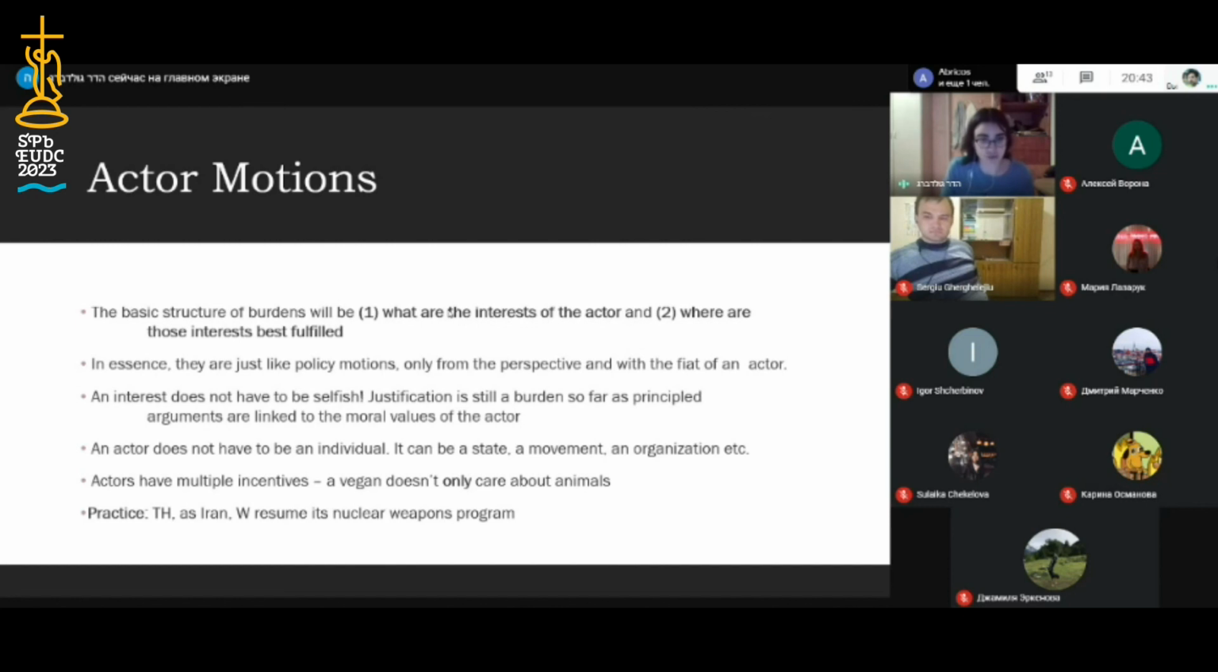What does change between actor motions and policy motions? Only two things, and the structure of burdens other than that will remain the same. Firstly, everything is from the perspective of the actor, meaning that when we ask ourselves questions such as utility, we don't ask what is better for the world, what does more good than harm in reality, but does it do more good than harm to the actor? The actor is the only one we care about in these motions. Secondly, the fiat is also limited to the fiat of the actor. So while we do have model fiat, we can explain how we will do something, we cannot use the power of the state to do that.